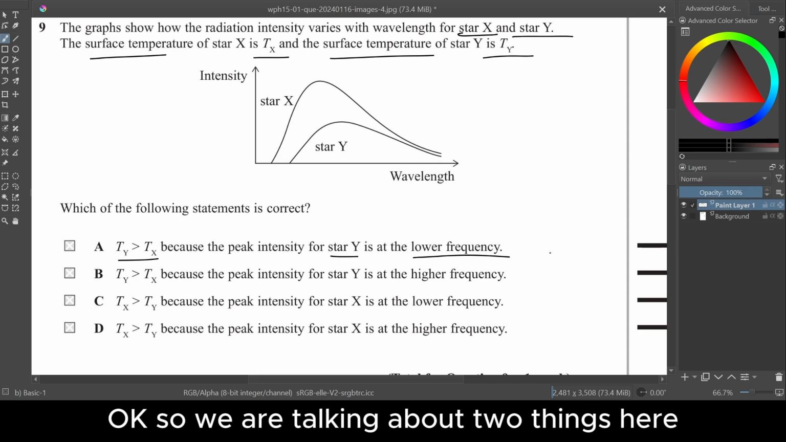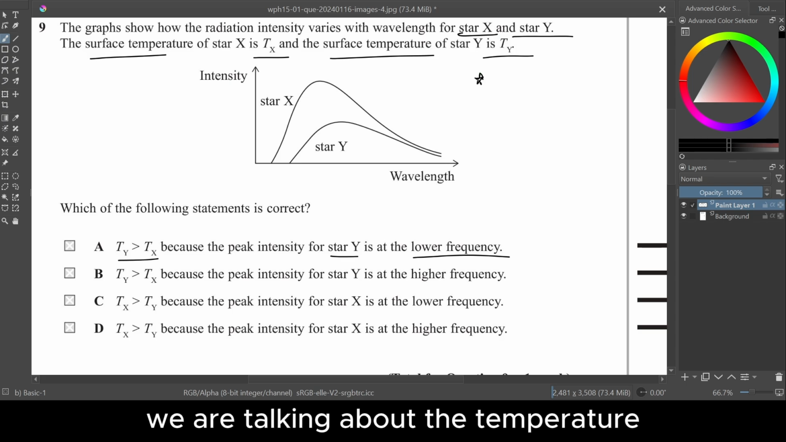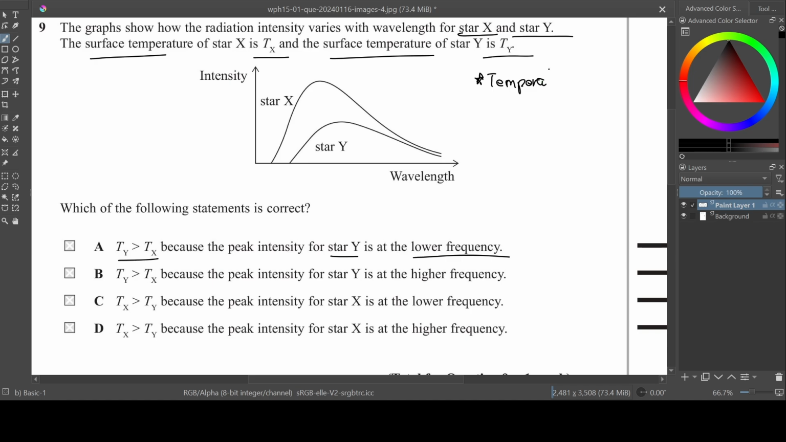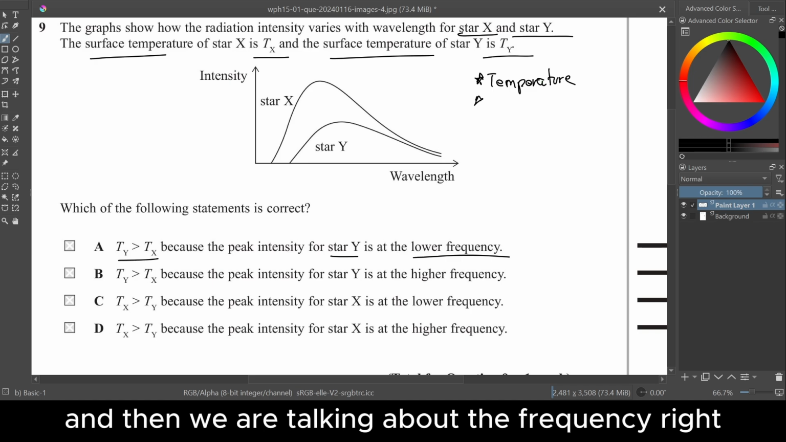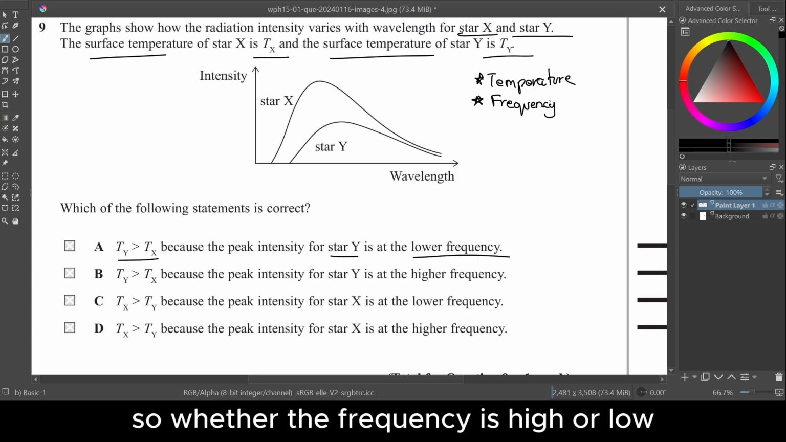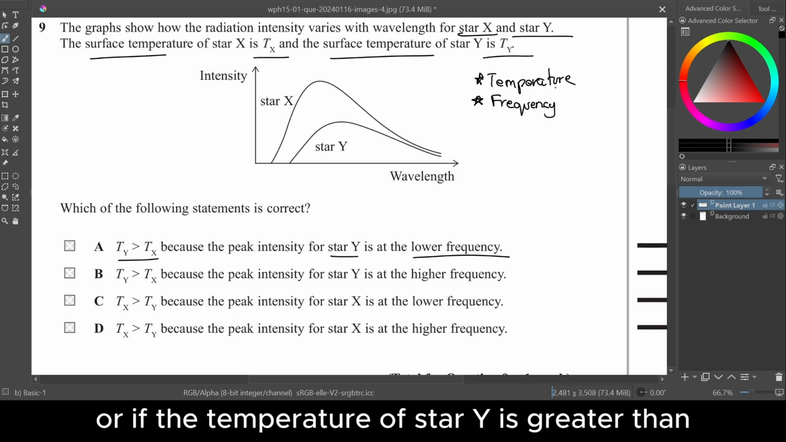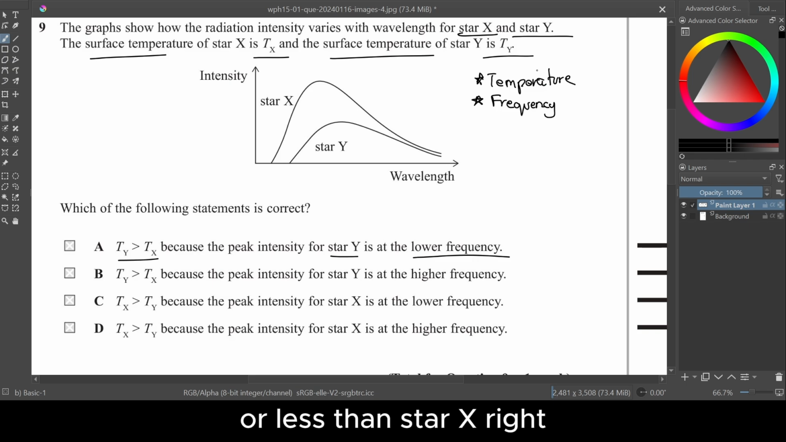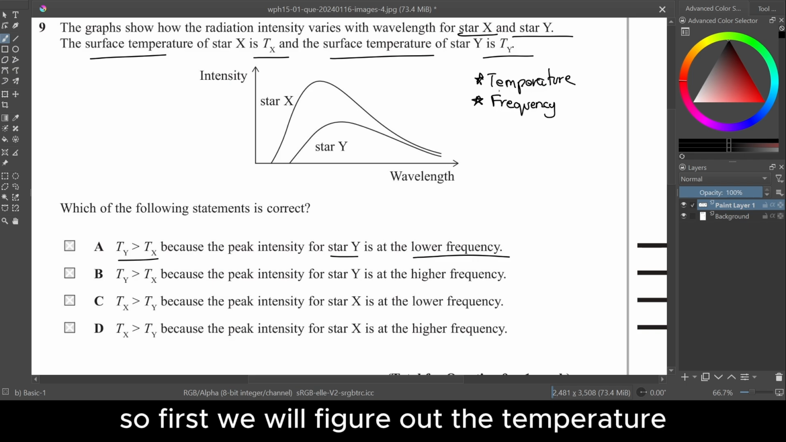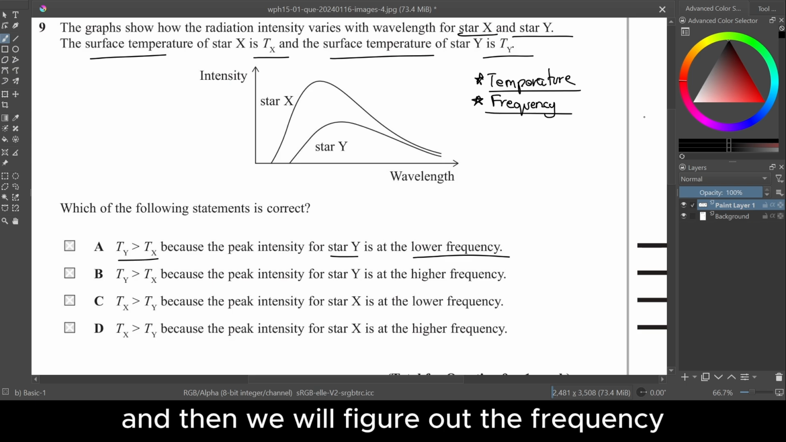Okay, so we are talking about two things here. We are talking about the temperature, and then we're talking about the frequency, right? So whether the frequency is high or low, or if the temperature of star Y is greater than or less than star X, right? So first we will figure out the temperature and then we will figure out the frequency.